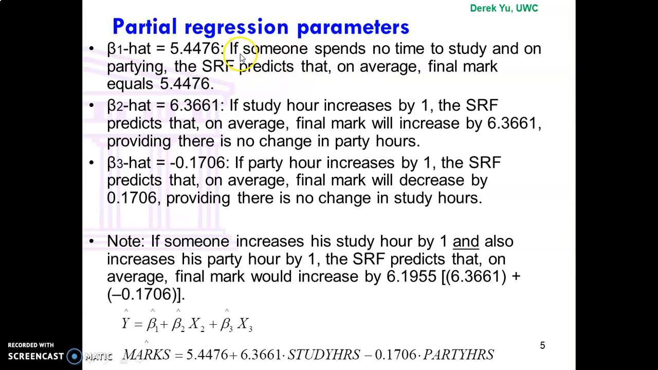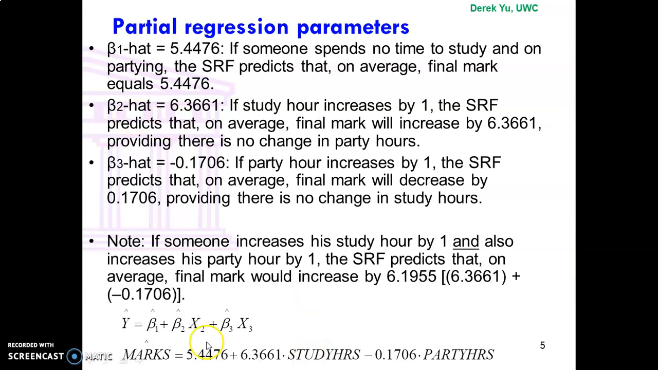So let's look at the interpretation. It means if someone spends 0 time to study, meaning x2 equals 0, and 0 hours on partying, meaning x3 equals 0. So in other words, I repeat, when x2 equals 0 and x3 equals 0, the sample regression function predicts that on average, y hat, the final mark, equals 5.4476. And there's no reason to celebrate because it means failure. It's much lower than 50 marks actually. Then the student actually failed.